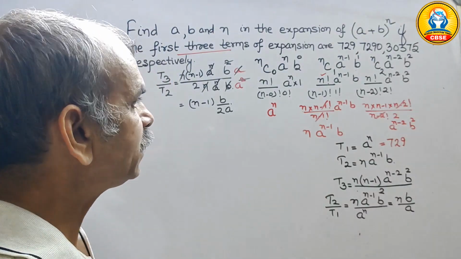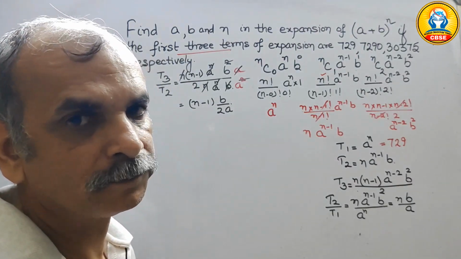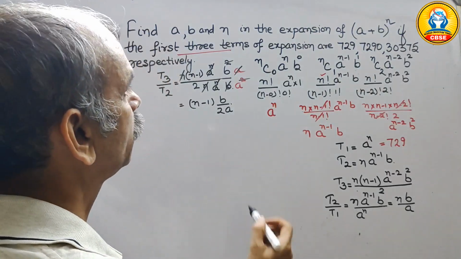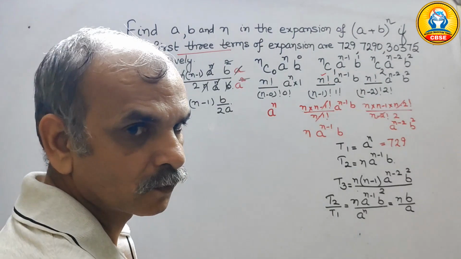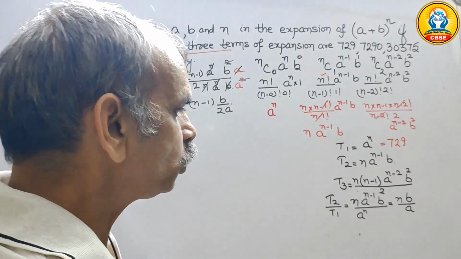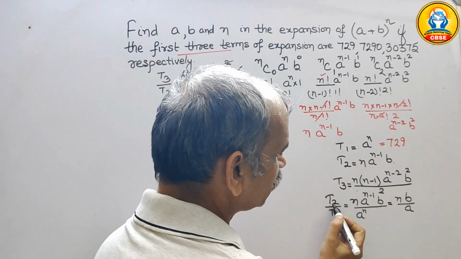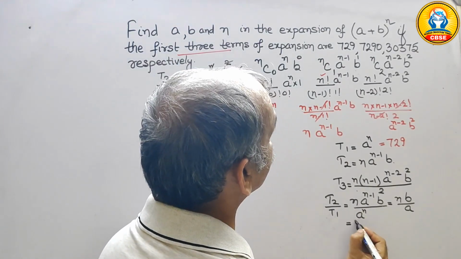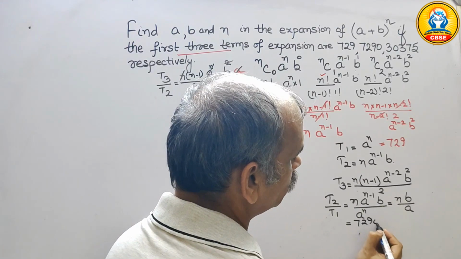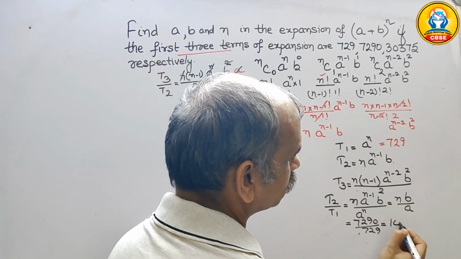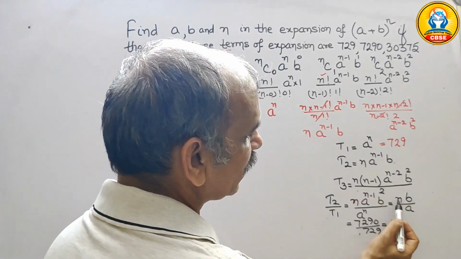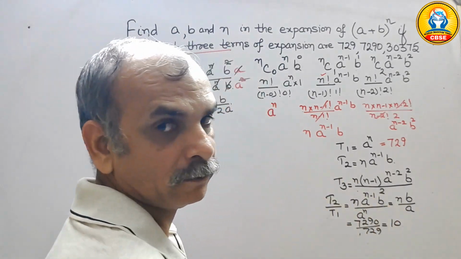Now, here they have given you what? These are the terms. So here we can write, this is term 2, that means it will be 7290 by 729, that is equal to 10. So now we can say nb by a is 10.